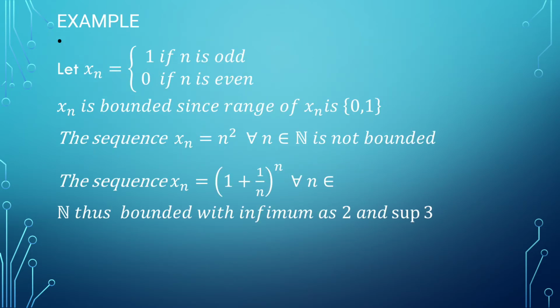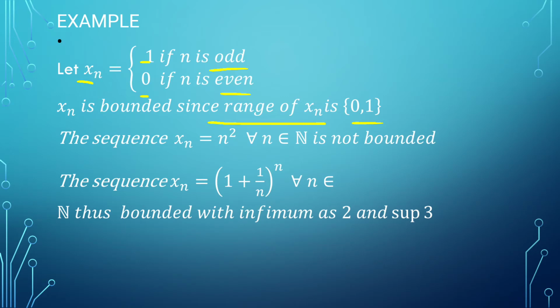Let's look at this example. We have this xn, a sequence whereby we get 1 if n is odd, and we get 0 if n is even. That means xn will be bounded, since the range will be 0, 1. So it lies in 0, 1.